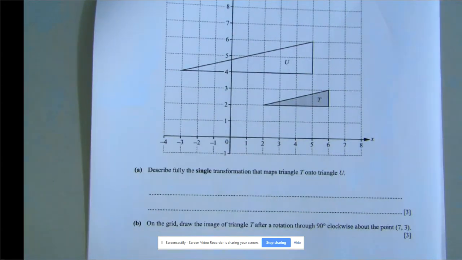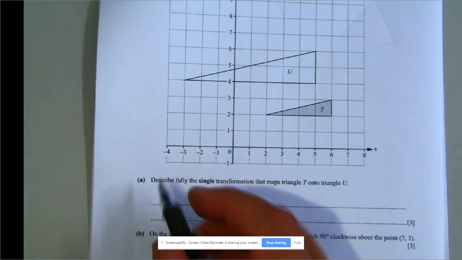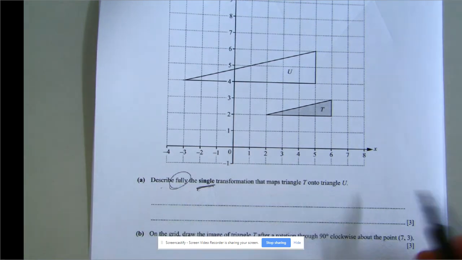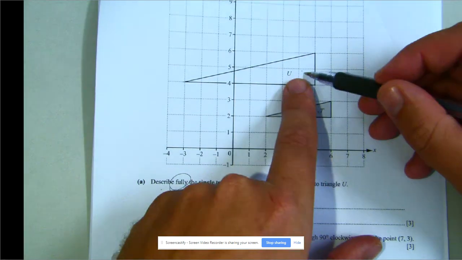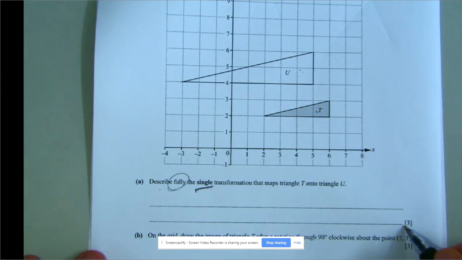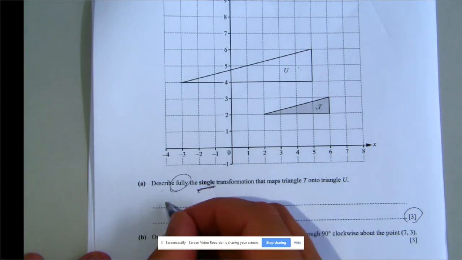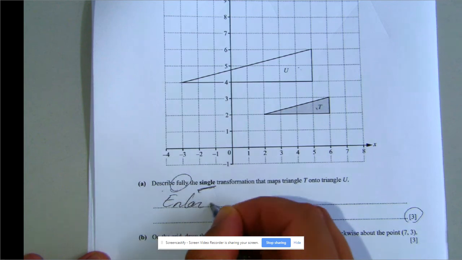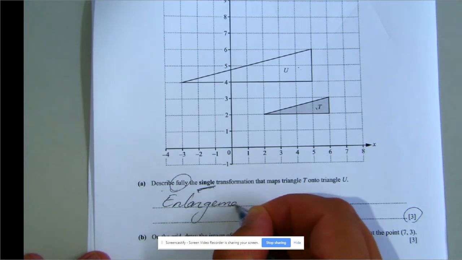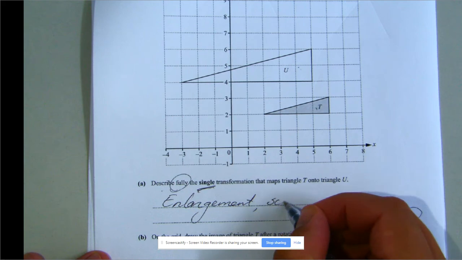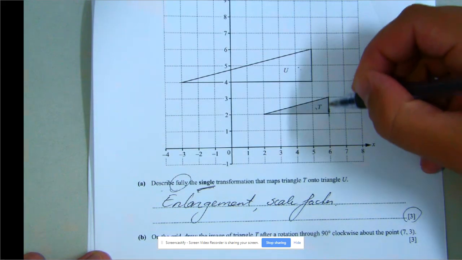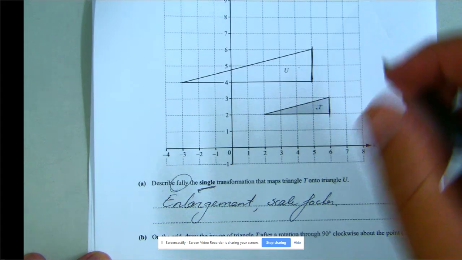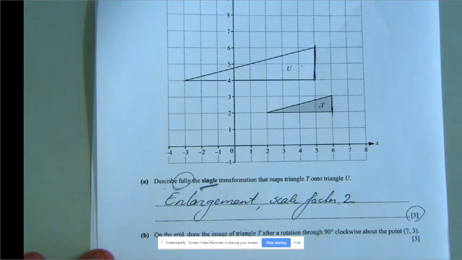And they say to start with, describe fully the single transformation that maps T onto U. So that's important. You go from T to U, not the other way around. And it's for 3 points, so you have to give 3 pieces of information. And I think you will all agree with me. It's an enlargement, because U is bigger. Enlargement. How many times is it bigger? So what is the scale factor? Well, this is 1. That is 2. So that is twice as large. Scale factor is 2.